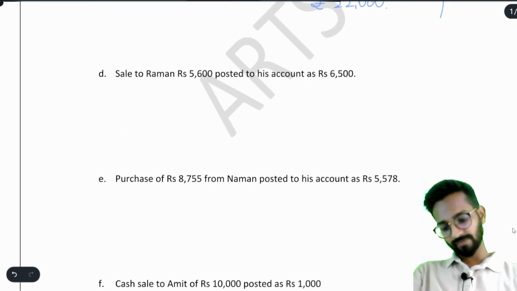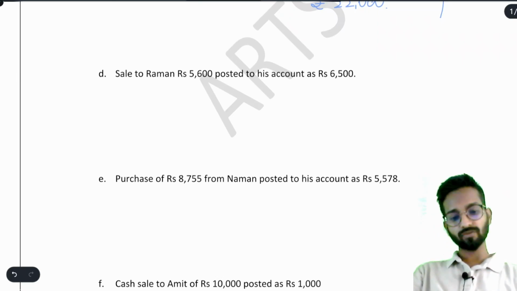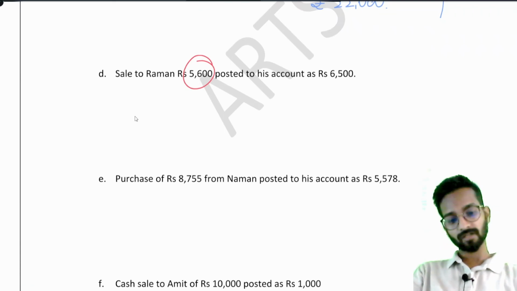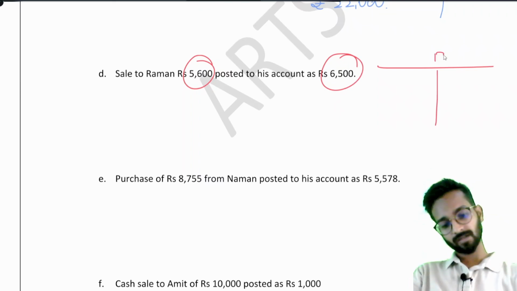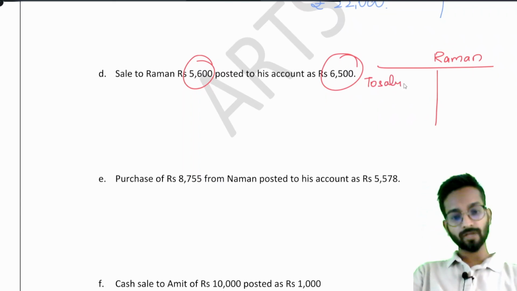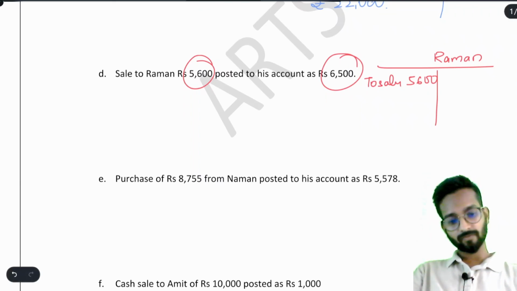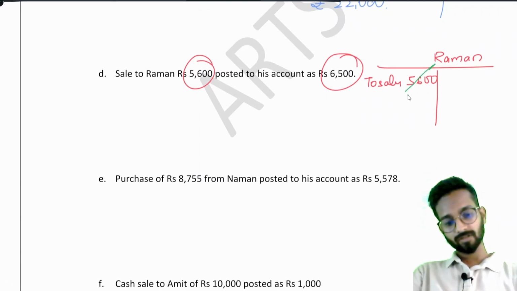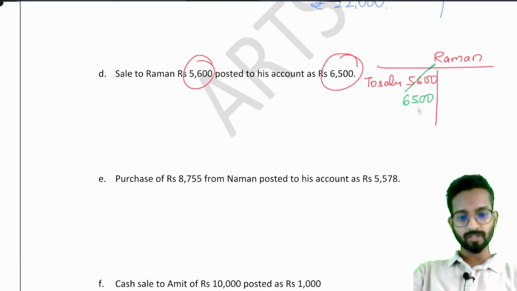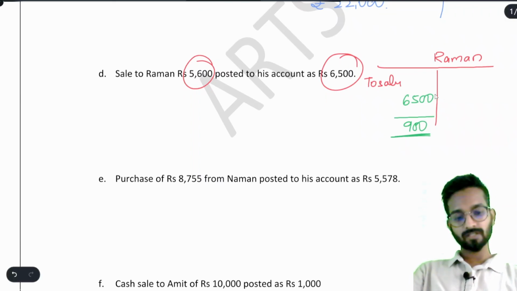Now, sale to Raman rupees 5,600 posted to his account as 6,500. Oh my god. We sold him goods worth how much? 5,600. Posted to his account how much? 6,500. Check. Raman to sales. What should have happened? We should have written 5,600. But what mistake did we do? We wrote 6,500. So don't you think that we have written an extra amount of 900 rupees? Correct? Now remember this thing. I have already told you this is what actually has happened.